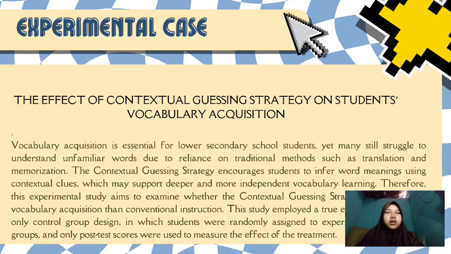Next, we go to the second case, an experimental study. The title is "The Effect of Contextual Guessing Strategy on Students' Vocabulary Acquisition." So we can see from the title, there are two variables. The first variable, the independent variable, is the contextual guessing strategy, a teaching strategy. And then the second variable, the dependent variable, is students' vocabulary acquisition, measured through vocabulary test scores.